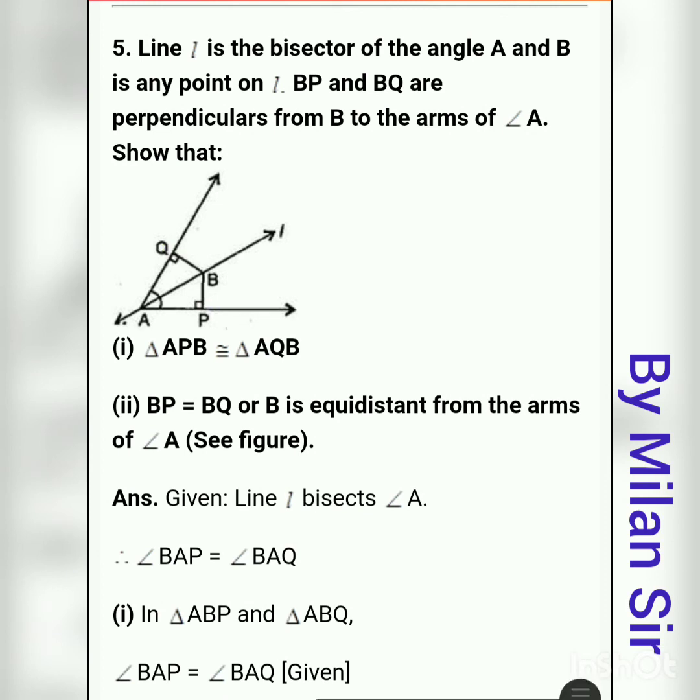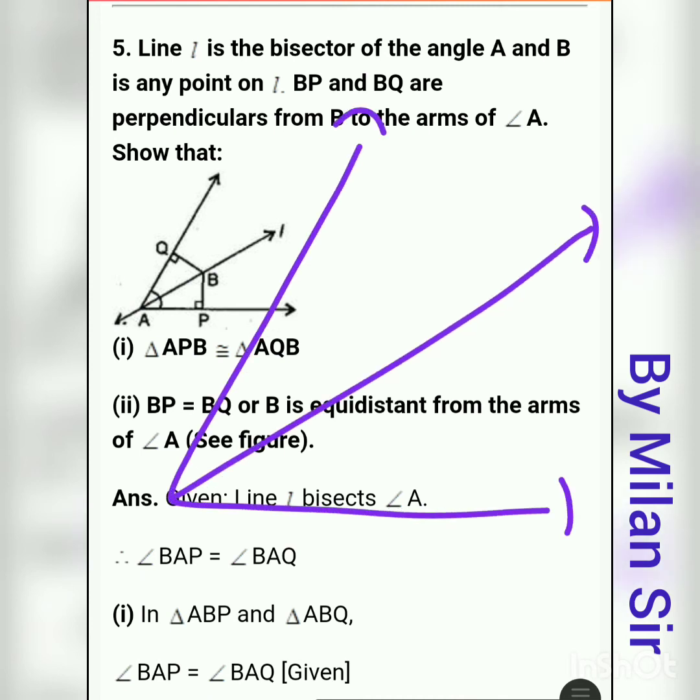First of all, it is given that L is the bisector of angle A. Now, bisector means what? Here we have arms A. Here L is the bisector. Bisector means it divides the angle into two equal parts. That means these two parts are equal.